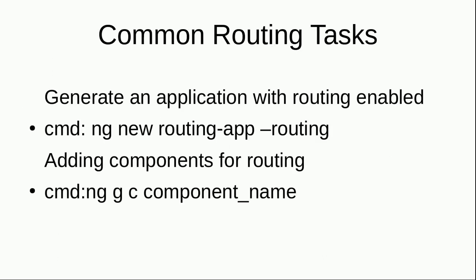Common routing tasks. Generate an application with routing enabled. If you don't want to work manually, use this command: ng new routing-application-name --routing. And also add components for routing. You can generate components using this command: ng g c for component, and then type the component's name.